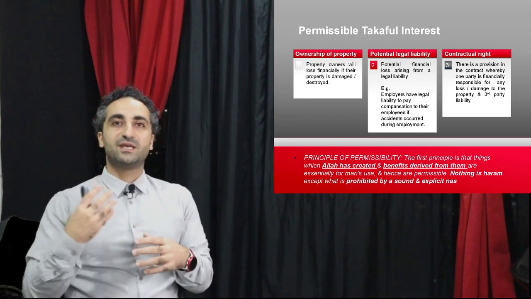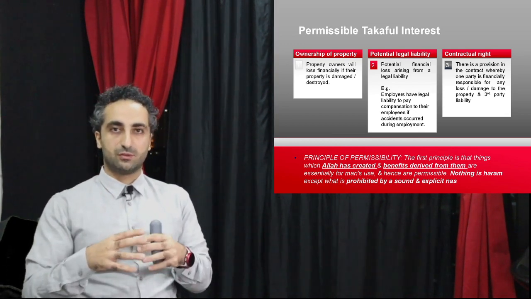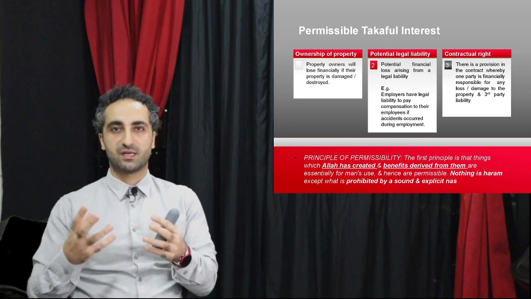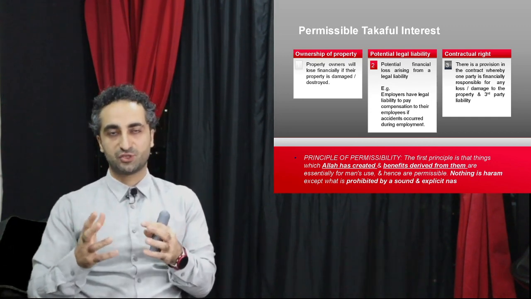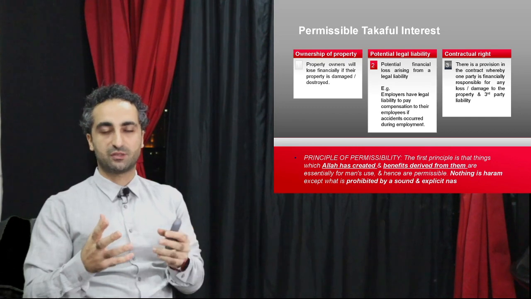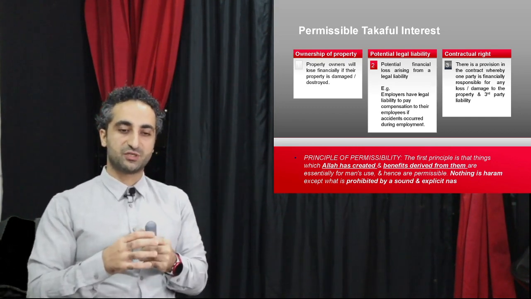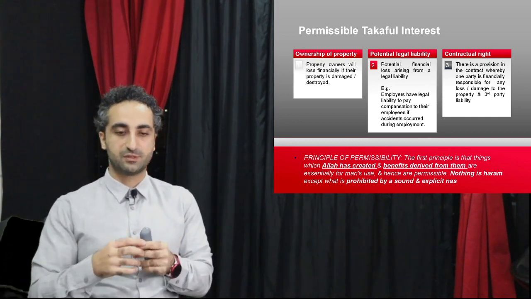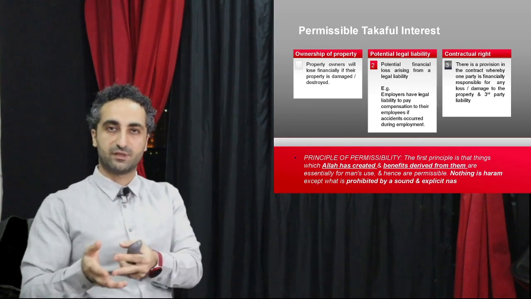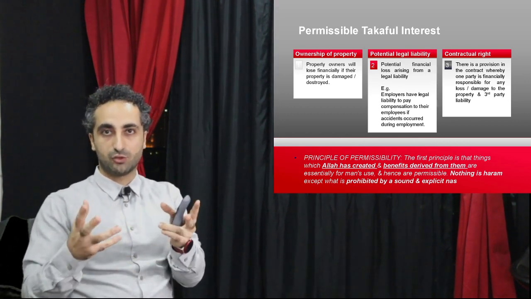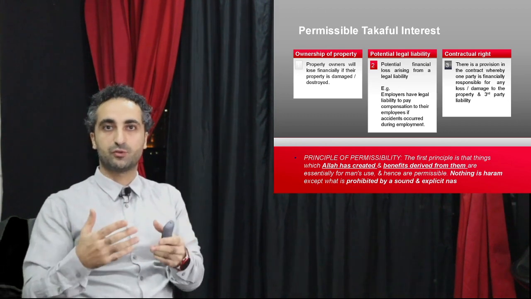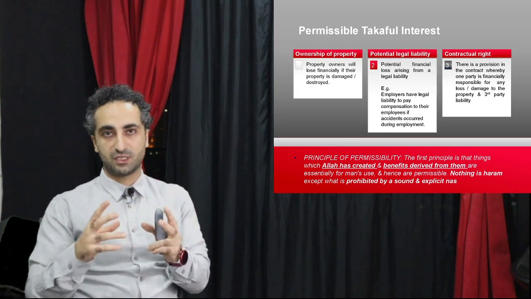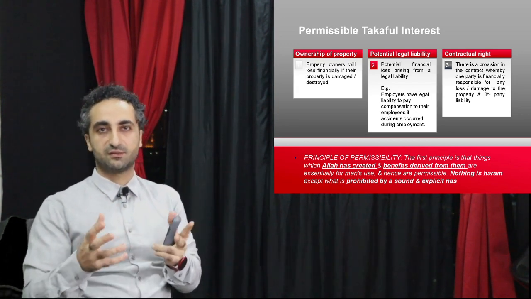Number two, potential legal liability. Sometimes we are conducting business, suddenly we have some legal liabilities that might basically cost us so much money. So we want also to be protected against these risks. Potential financial loss arising from a legal liability. For example, employers have legal liability if the employee suffered a loss or some unfortunate event during work, fell from a ladder, got electric shock, etc.